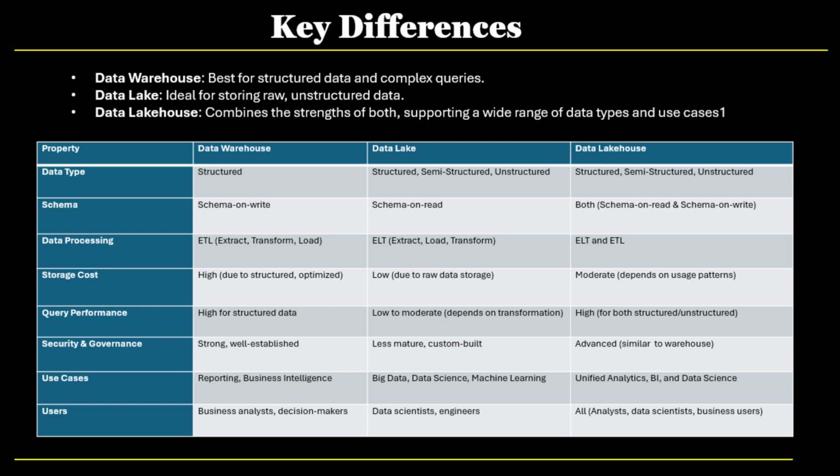And the next property is schema. In data warehouse, schema on write, meaning data is cleaned, structured and organized when it is entered into the data warehouse. Think of setting rules first, then adding the data. Coming to data lake, it uses schema on read, meaning raw data is stored as is and it's structured only when needed for analysis. It's like dumping everything in a box and organizing it later.